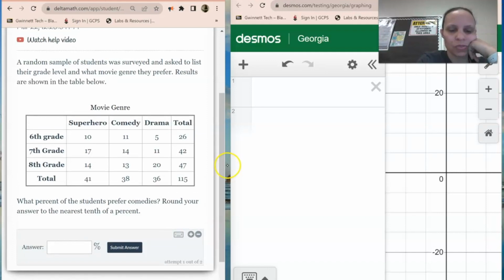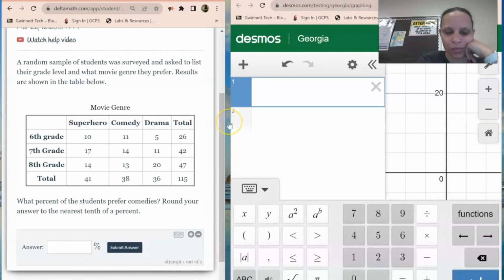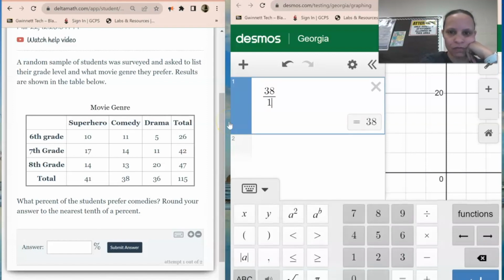What percent of students prefer comedy? So students, no matter what they are, whether 6th, 7th, or 8th grade students, so 115 prefer comedy. So here's comedy. 38 prefer comedy. So I'm actually going to answer this question. So 38 prefer comedy. All right, then we're going to multiply that by 100.